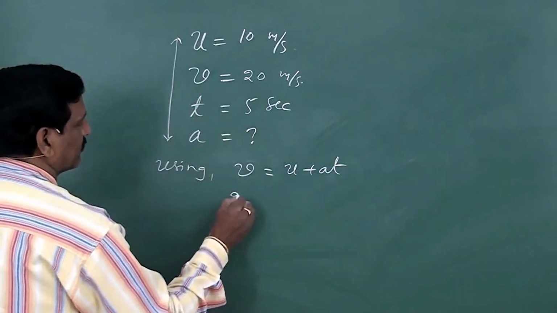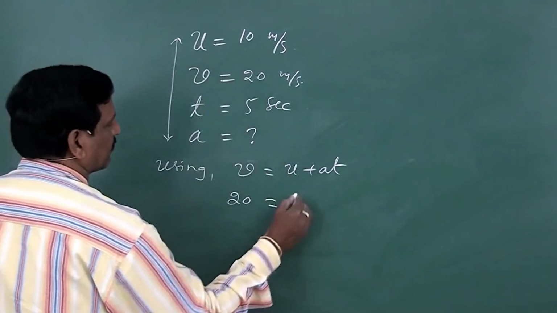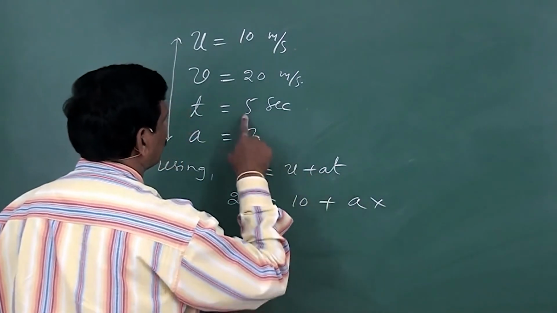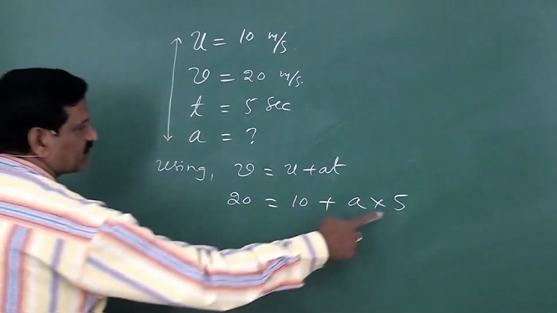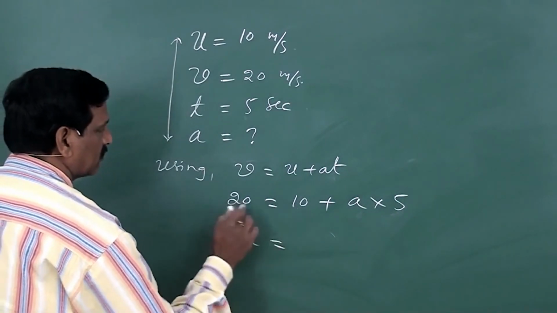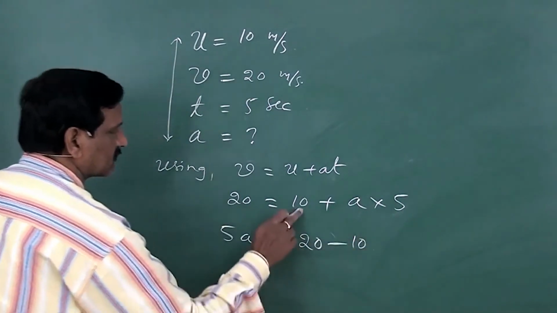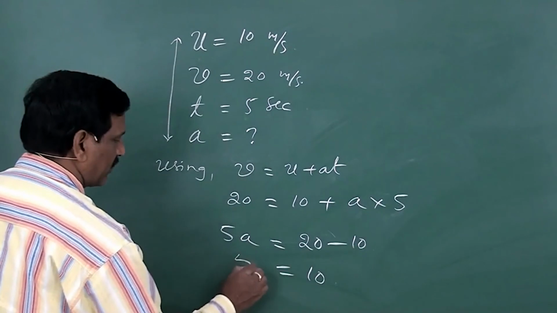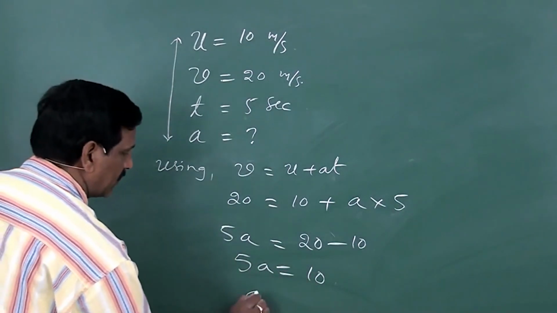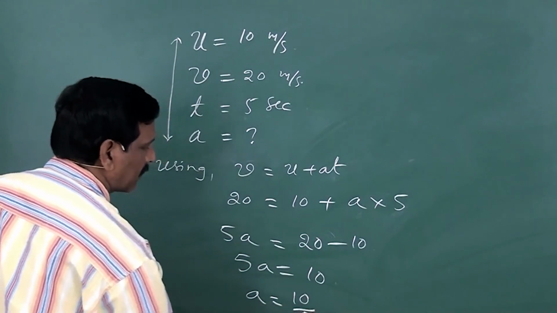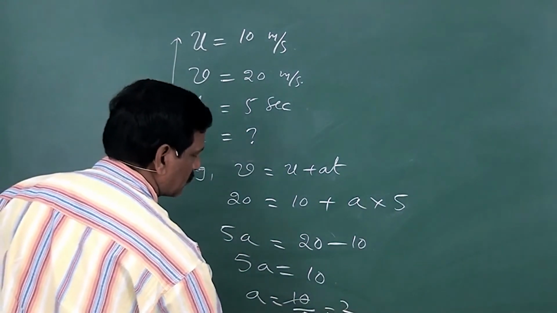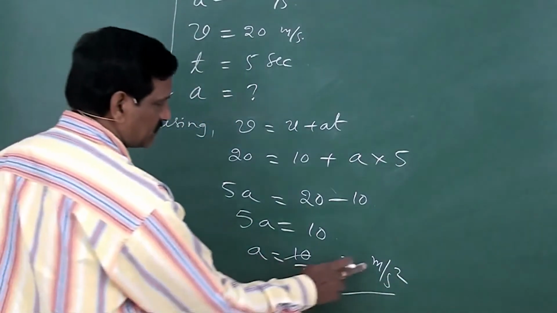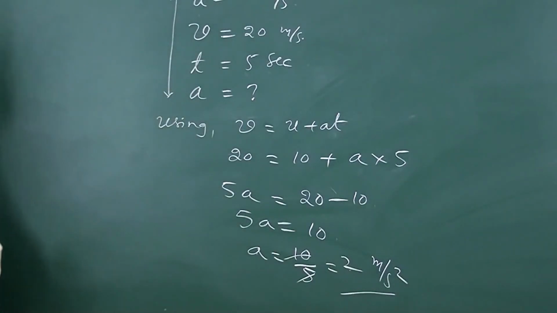Using V is equal to u plus at, here V is 20. 20 is equal to u is 10 plus a, not given, we have to calculate it. So a into, here time interval is 5. So this is 5a, then 5a is equal to 20 minus 10. This 10 comes to this side. 20 minus 10 is 10. So 5a is equal to 10. Then a is equal to 10 by 5, which is 2. So a is equal to 2 meter per second square, because this is acceleration. Unit of acceleration is meter per second square.